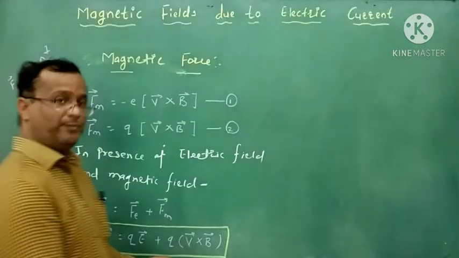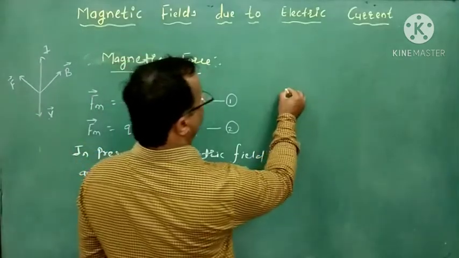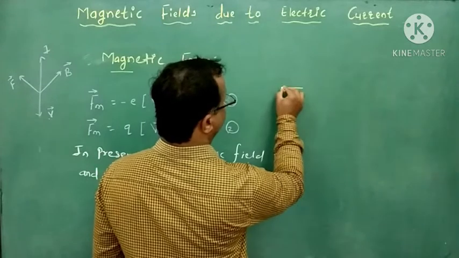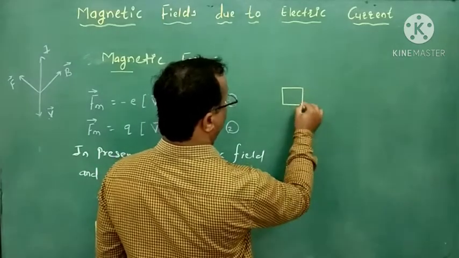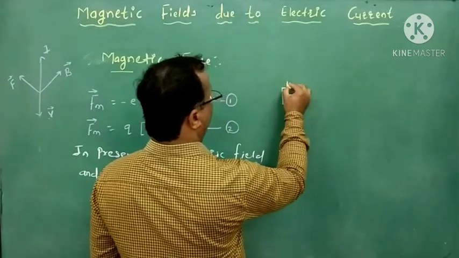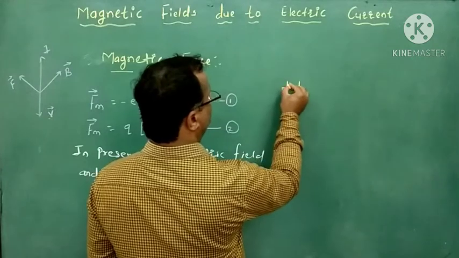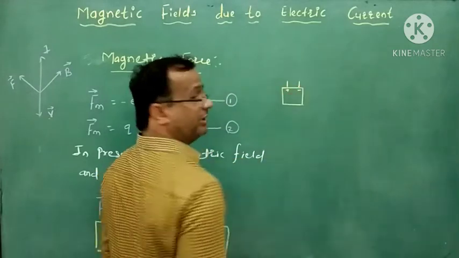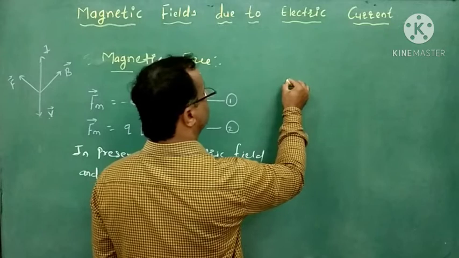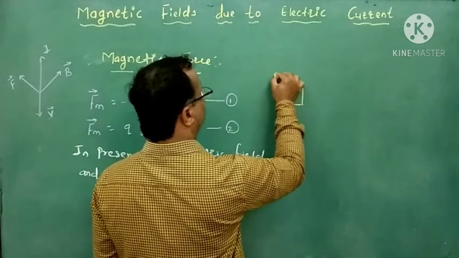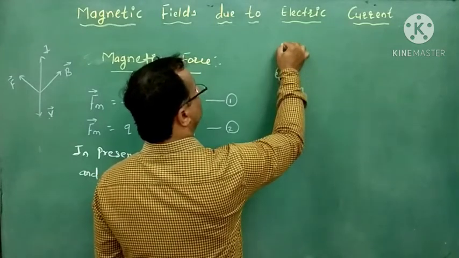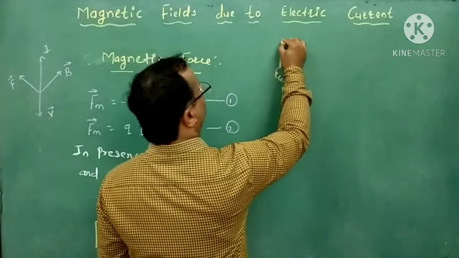For that, suppose first we take one battery. This is the positive terminal, and this is the negative terminal. Then suppose this is the connecting wire, and suppose this is the main conductor.